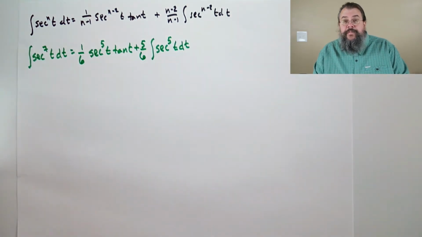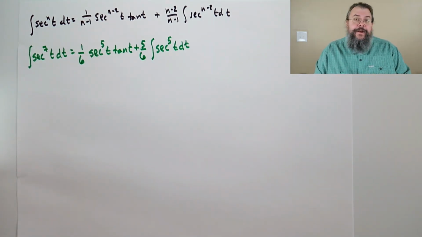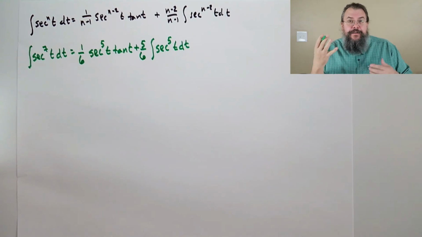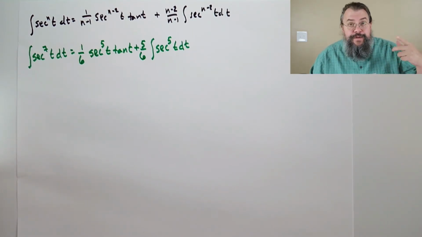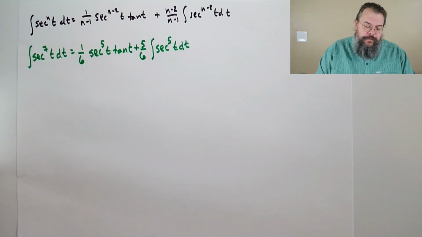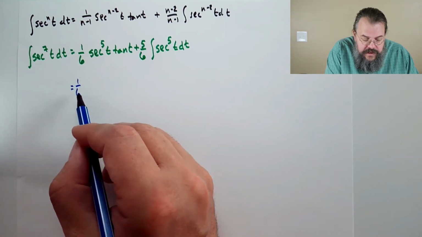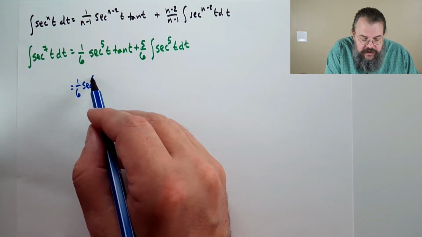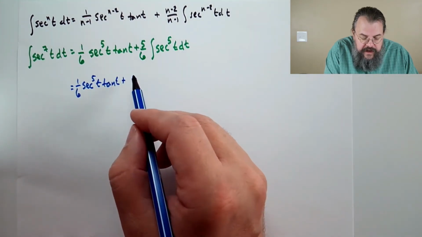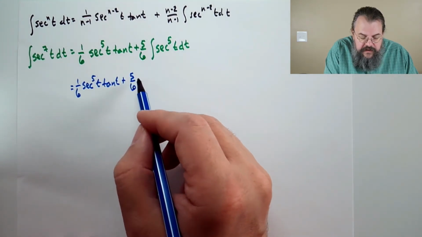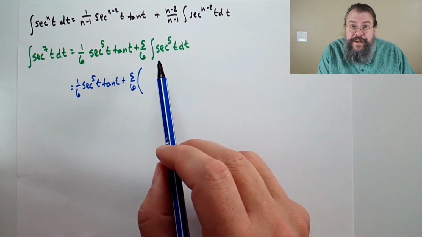All right, but we're not done because we don't have the integral. All we've said is, hey, this integral involving secant to the 7th becomes this integral involving secant to the 5th. So we're going to repeat the process. That becomes what? Well, it becomes 1 over 6 secant to the 5th t tangent t. I'm just copying the first part because that's good to go. Plus 5 over 6, parenthesis. Now, what do we do with secant to the 5th?